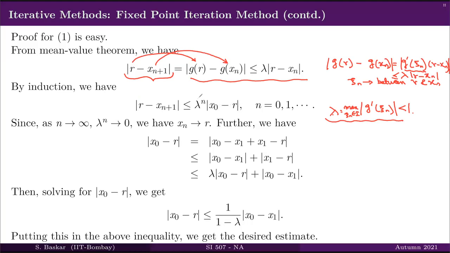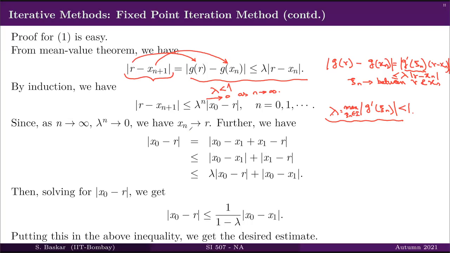And we have assumed that lambda is less than 1. Therefore, this term will go to 0 as n tends to infinity. And that will immediately prove the convergence of the sequence xn.